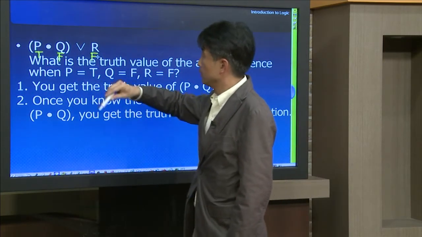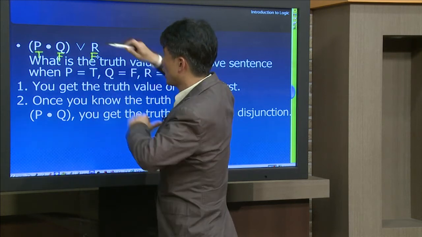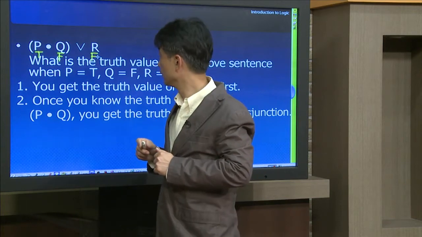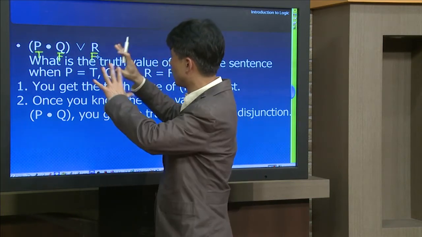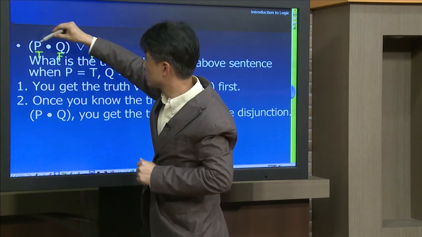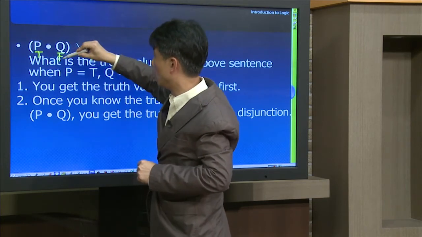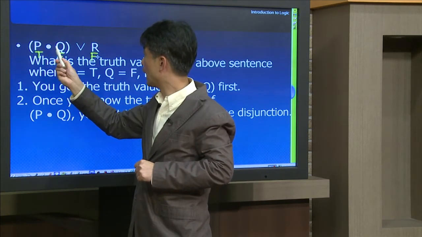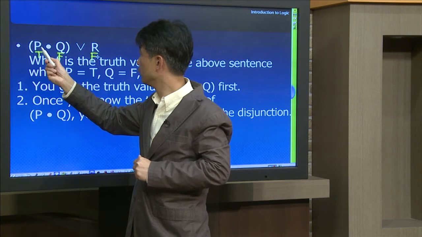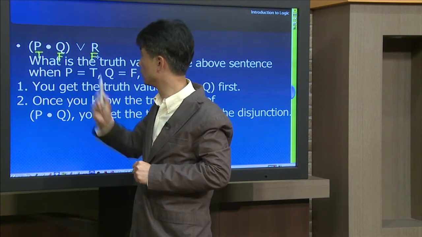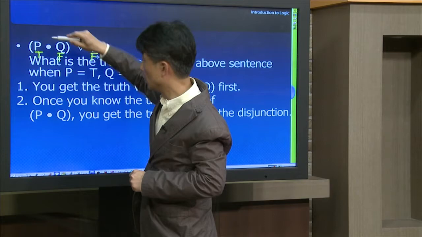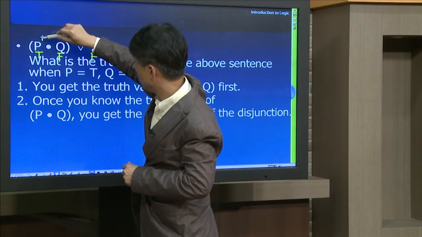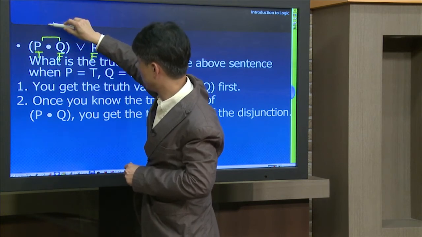Well, first, you take care of this parenthesis part first. Okay? So forget about the rest, and you just focus on the truth value of what is inside parentheses first. P dot Q is what? When P is true and Q is false, you have to go back and look at the truth table for the connectives. P dot Q is false.